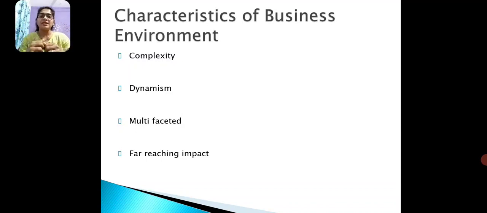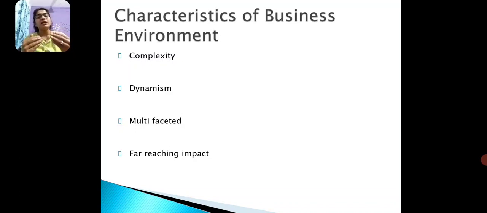Then multifaceted. That means you have so many aspects you have to look into. As I told, you have to look into how the economy is running. What is the level of GDP at present? You have to see what the employment rate is, what the unemployment rate is, what the birth rate is, what the average age of the population is.